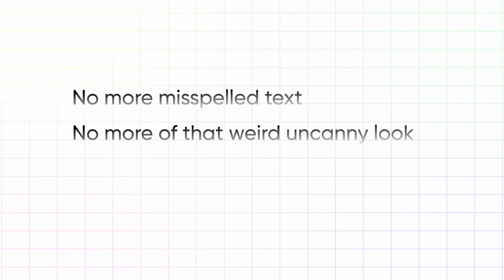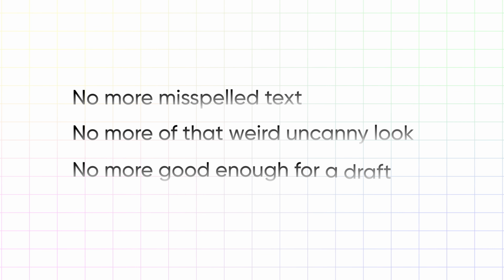But here's the thing. This isn't just about speed, it's about finally having AI-generated images that don't scream, "This was made by AI." No more misspelled text, no more of that weird, uncanny look that clients can spot a mile away. No more good enough for a draft but not production ready. Nano Banana Pro is the real deal. It's the first AI image generation tool that I would fully trust with a paid campaign.